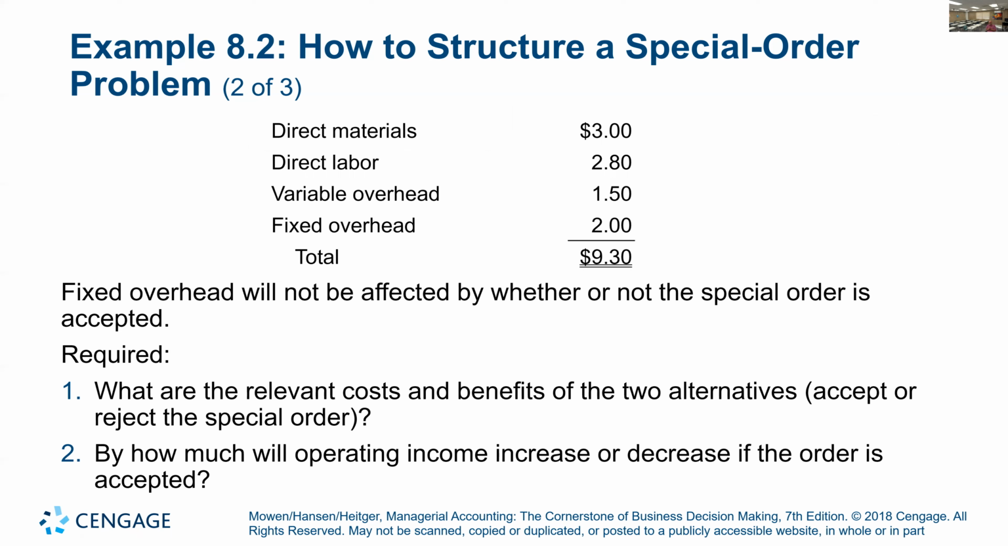So here is the cost to produce this. It says fixed overhead will not be affected by the special order. Second, what are the relevant costs and benefits of the alternatives? Well, if we reject this offer, what is going to happen? Nothing. Costs aren't going to change. But if we accept this order, they're going to have more direct labor costs, they're going to have more variable costs, but the fixed overhead is not going to change. It's going to stay the same.